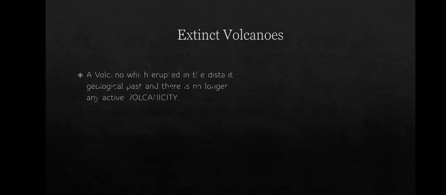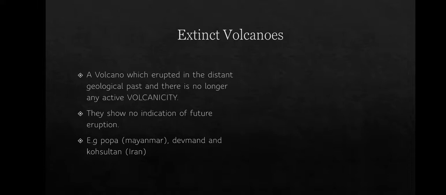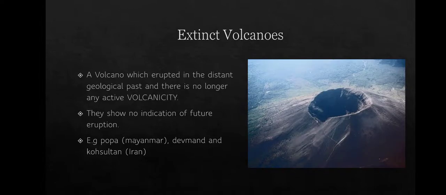Next is extinct volcanoes. A volcano which erupted in the distant geological past, and there is no longer any active volcanicity. They show no indication of future eruption. For example, Popa in Myanmar, Devmand and Kosultan in Iran. Here you can see an extinct volcano.